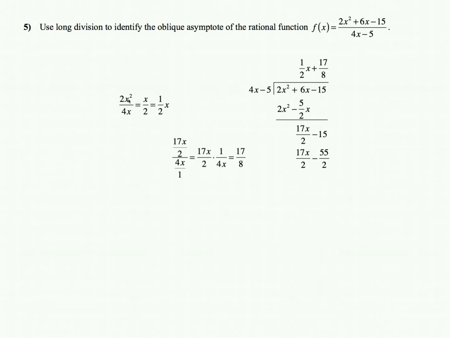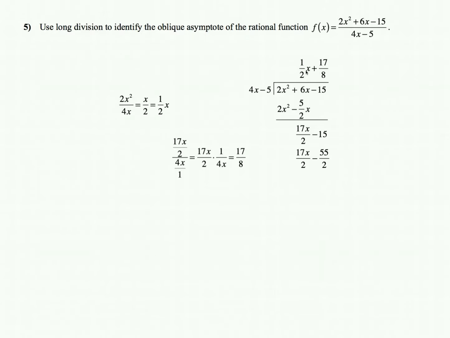And x squared divided by x is just x. So one of the x's cancels multiplicatively here. And then x over 2 is the same thing as 1/2 x. So the 1/2 x goes right here above the linear term of the dividend. Since this is a linear term, we place this 1/2 x above the 6x.